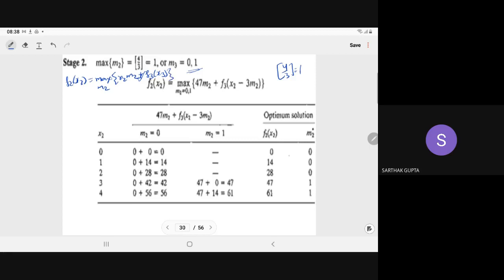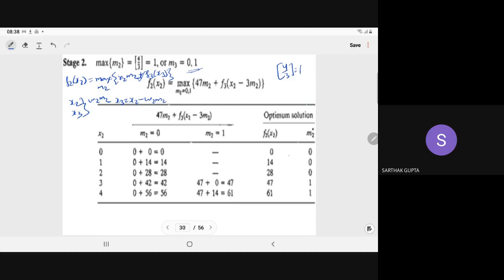And we know that X3 is what? X2 is the remaining weight for stage 2 and stage 3. X3 is the remaining weight for stage 3. So it means their difference is the total weight allocated in stage 2. So X3 can be written as X2 minus W2 M2. So that we have written here.